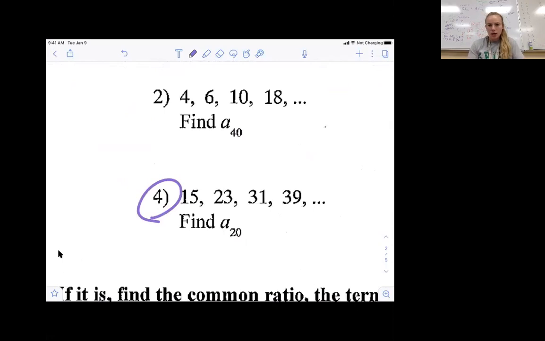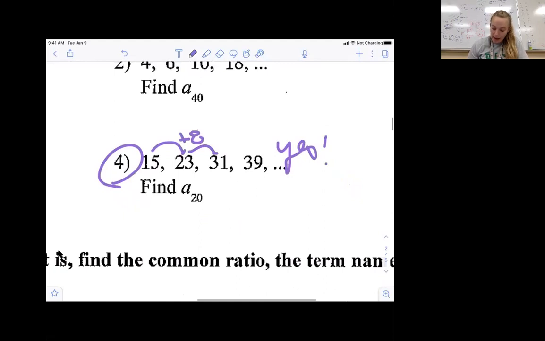Let's double check. I'm just checking to see if it's arithmetic, which means I add or subtract. To get from 15 to 23 is plus 8. If I do 23 plus 8, that's 31. And if I do 31 plus 8, that is 39. Okay, perfect. So this one is arithmetic, so I would write yes next to it. My a sub 1, my first term, is 15. My common difference is 8. And I want to find a sub 20.